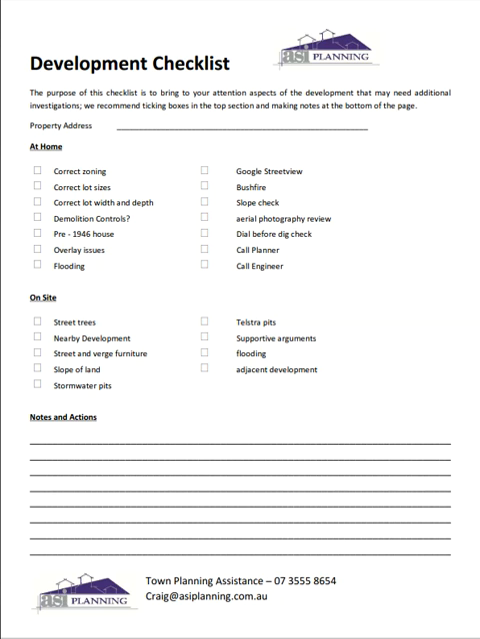So the purpose of this checklist is to bring to your attention aspects of the development that may need additional investigations. We recommend ticking the boxes in the top section and making notes at the bottom of the page, and there's a property address section there as well. So this is a one-pager. This one-pager could be a 20-page document going through lots and lots of detail, but it's not. Its purpose is to bring to your attention things that may need more attention and to be able to do it as quickly and as easily as possible.